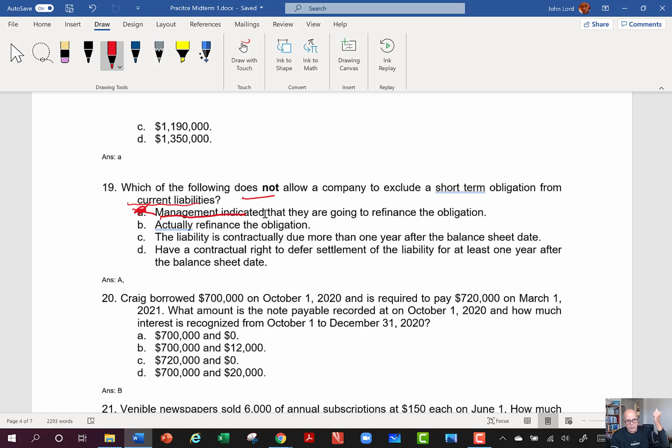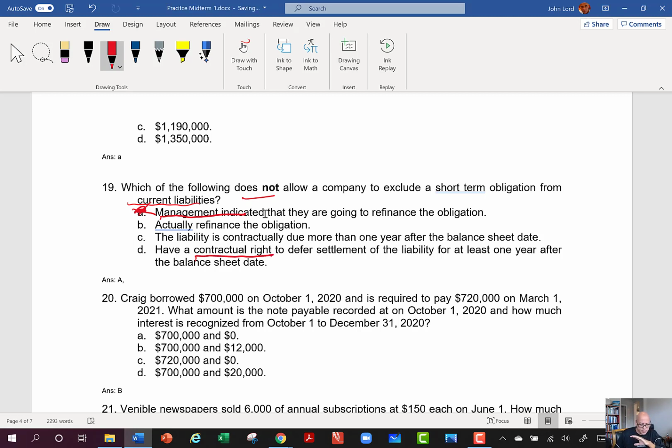Okay, obviously, if it's more than 1 year, it's not current, and so we don't even have to worry about any sort of refinancing opportunities. D, they have a contractual right to defer settlement of the liability for at least 1 year after the balance sheet date. Good, they have a contractual right.